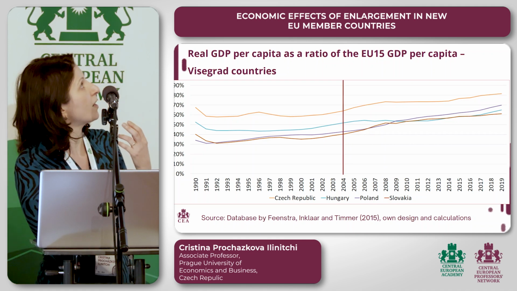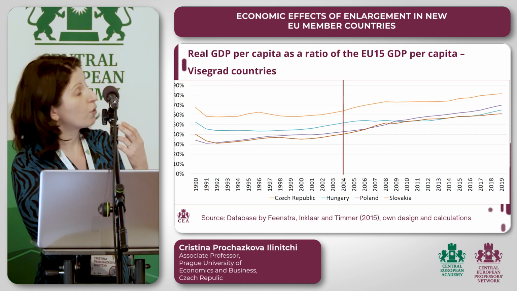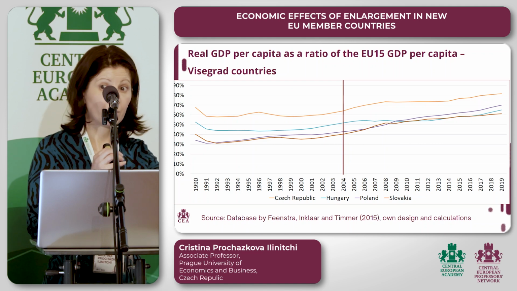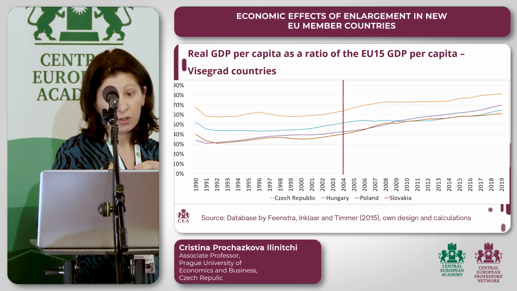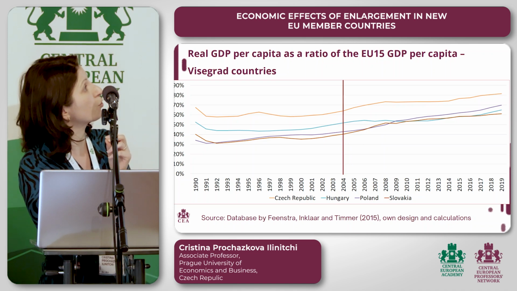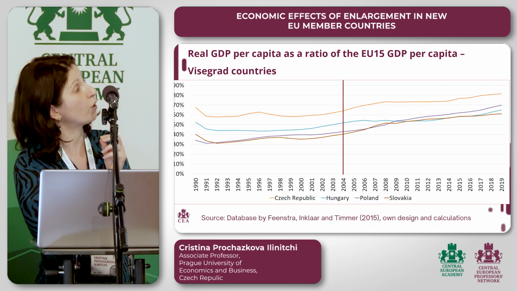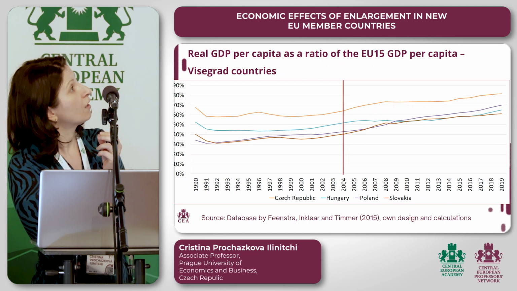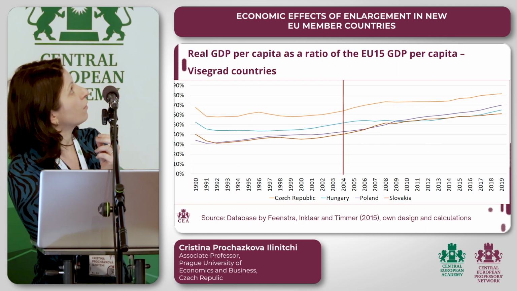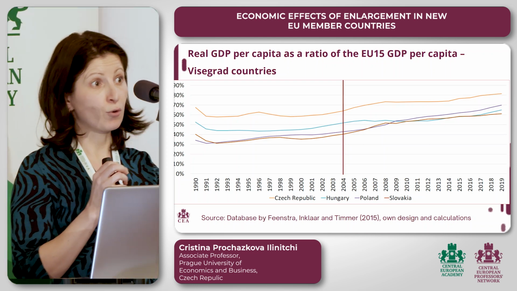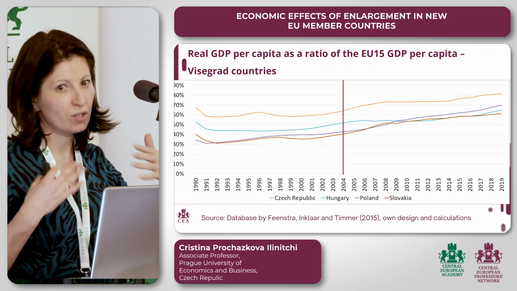What is the y-axis measuring? It's measuring the GDP per capita of specific countries as a ratio of the EU 15 level. The best position belongs to the Czech Republic, the orange one, and currently, before COVID, the Czech Republic had a GDP per capita at 80% of the EU 15 level, which is not so bad.